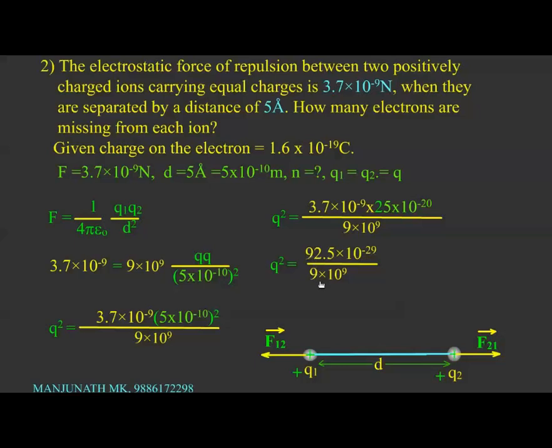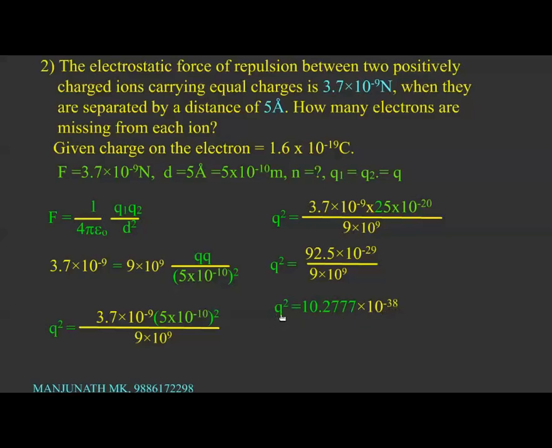So now divide this by 9, we get this much, that is 10.2777 into 10 to the power of minus 38. Here we need Q, transpose this square, it will become square root, and the square root of this 10.2777 is 3.2, and 10 to the power of minus 38 comes out of the square root as 10 to the power of minus 19, because 38 divided by 2 is 19. This is the charge on each charge.